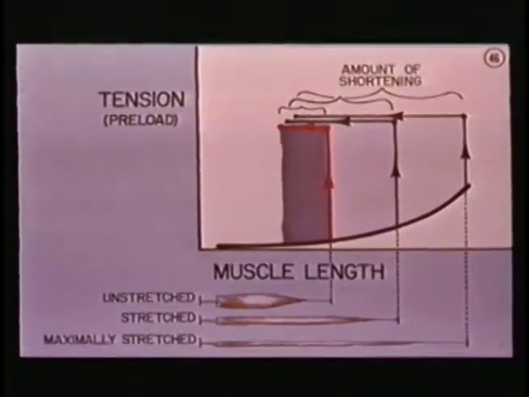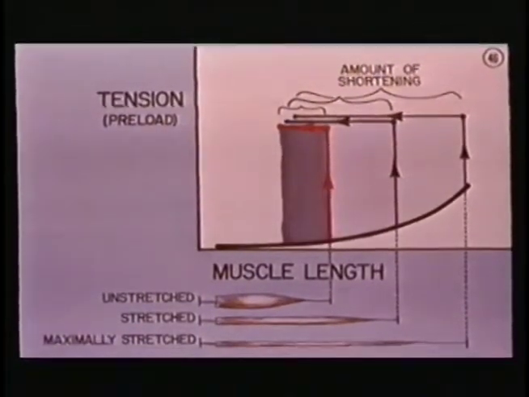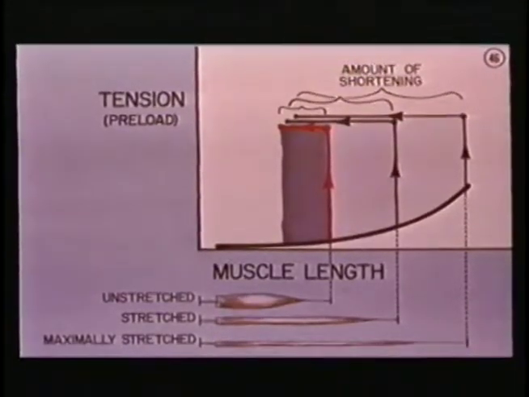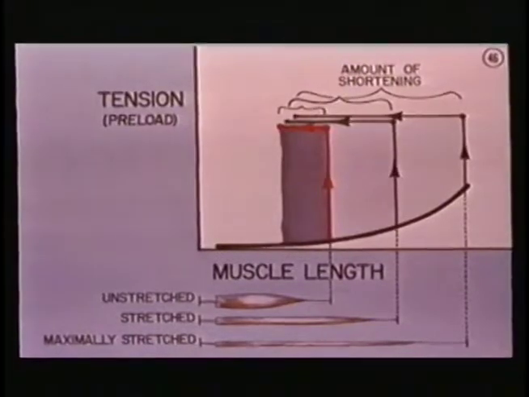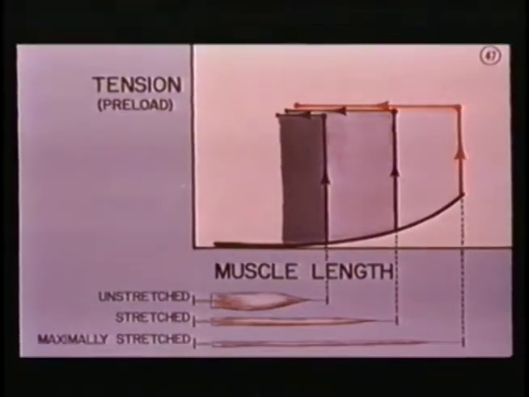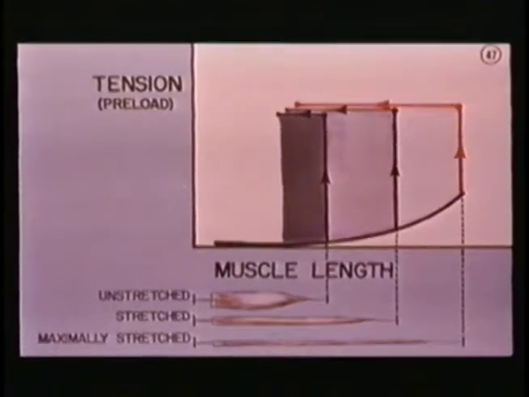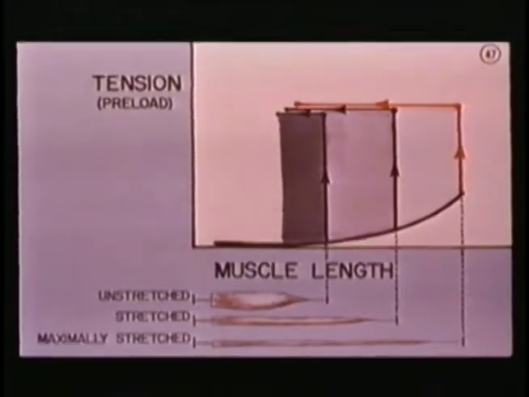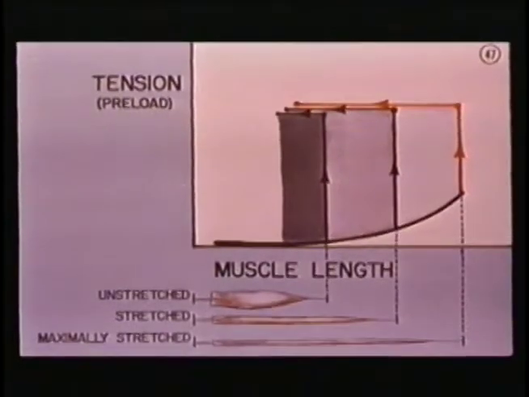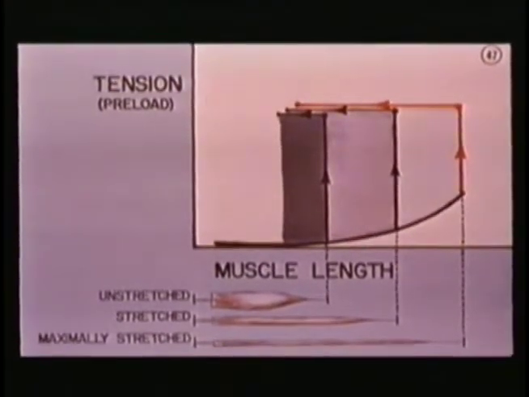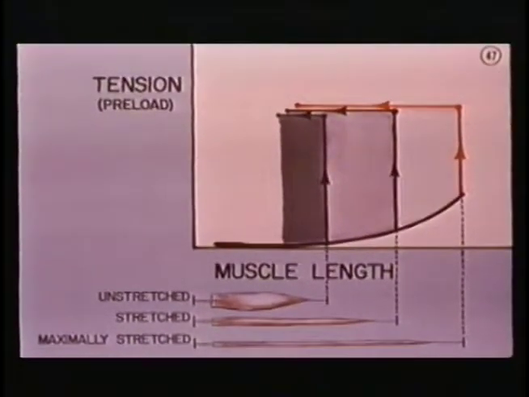At the unstretched initial muscle length, the tension first increases to the imposed afterload level and the muscle shortens. If the muscle is more heavily preloaded, that is, pre-stretched, the amount of shortening during contraction increases rather substantially, as illustrated by the rightmost pathway.